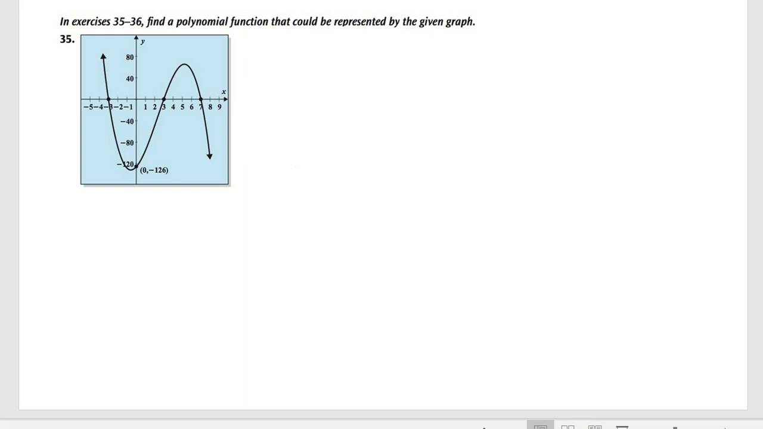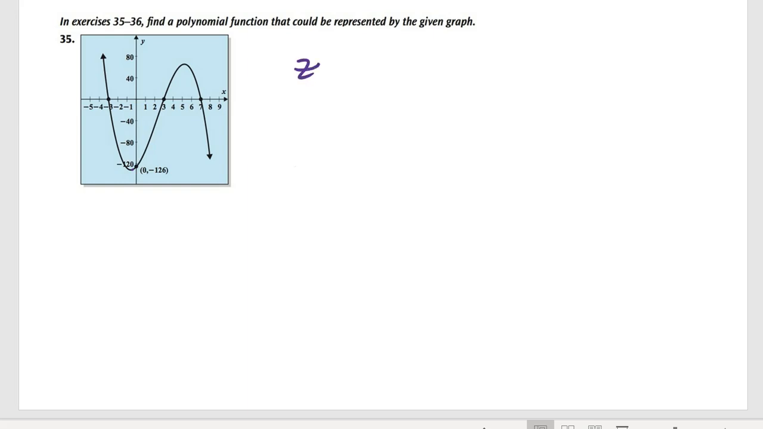Number 35 says, find a function that could be represented by the given graph. There's more than one answer that's possible. But let's just think about this. We can see that we have 2 turning points, which means we're going to have a third degree polynomial. Okay?